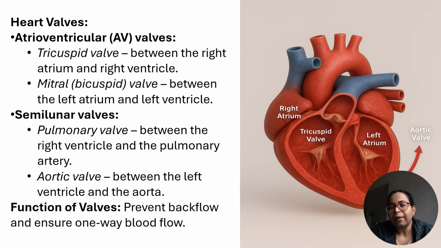And some valves are located in the pulmonary artery and aorta. Between the pulmonary artery and the right ventricle is the pulmonary valve, and between the left ventricle and the aorta is the aortic valve. The function of the valves is to prevent backflow and ensure one-way blood flow.